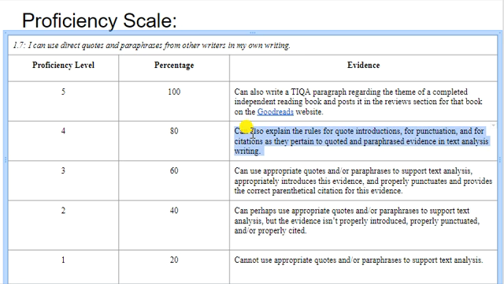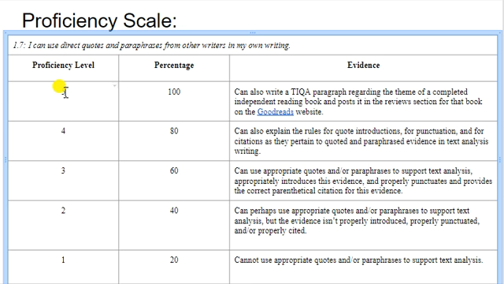To get to a 4, you also need to explain the rules for quote introductions. So in your own words, you're going to have to explain to me what all of the rules are for those introductions, for those punctuation rules, and for those parenthetical citations, which basically means how to put page numbers in after a quotation as they pertain to quoted and paraphrased evidence in text analysis writing. This all sounds very fancy and confusing, but stick with me in the learning playlist. It'll all make sense later on.